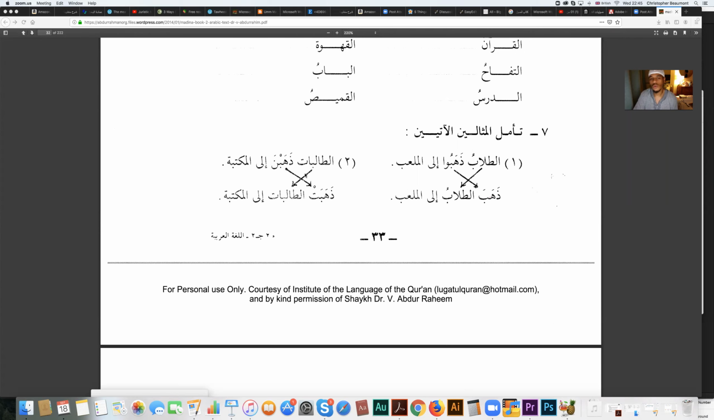The difference between all of these sentences is that this sentence here, الطلاب ذهبوا إلى الملعب and الطالبات ذهبنا إلى المكتبة. These are nominal sentences because they begin with nouns, and these are verbal sentences because they begin with verbs. All right, so you wouldn't say that الطلاب here is the fa'il, because the fa'il can never come in front of the verb. This is the mubtada, and the khabar is a verbal sentence. Here الطالبات is the mubtada, and the khabar is the whole verbal sentence.